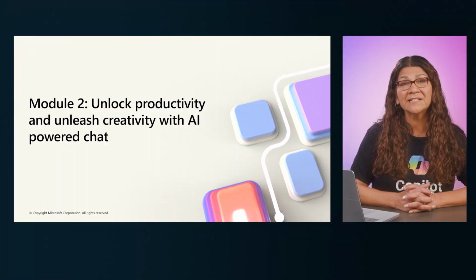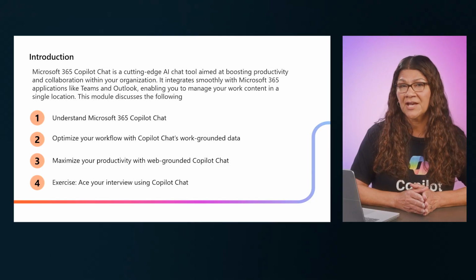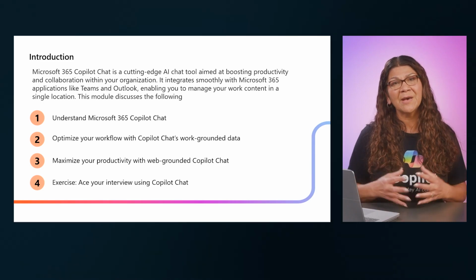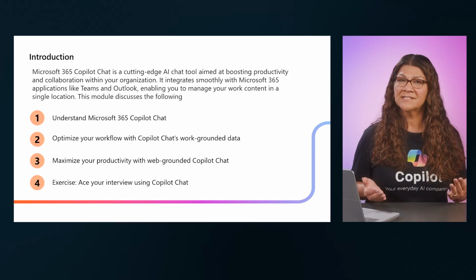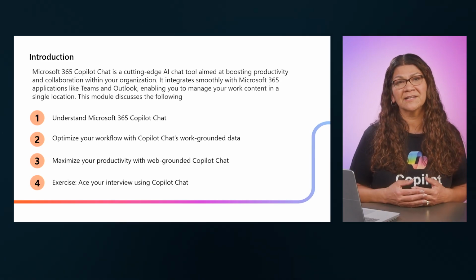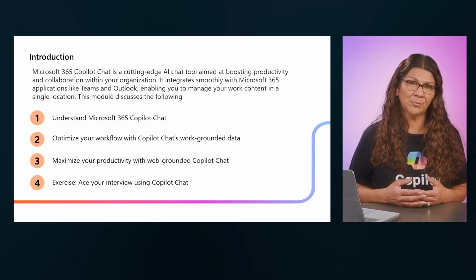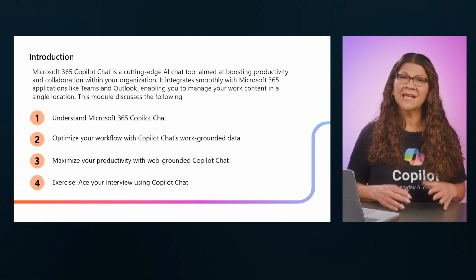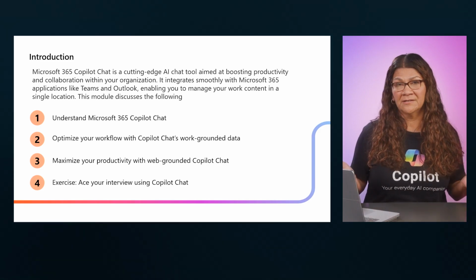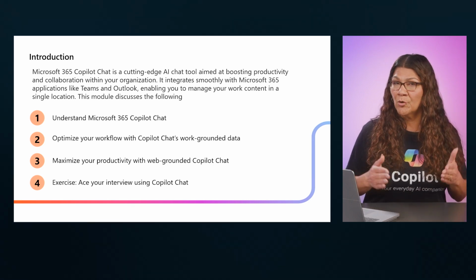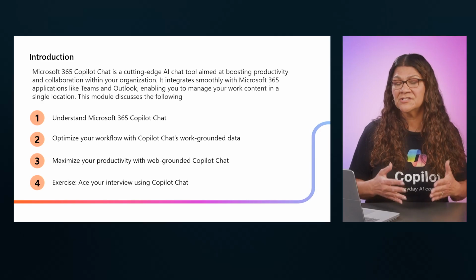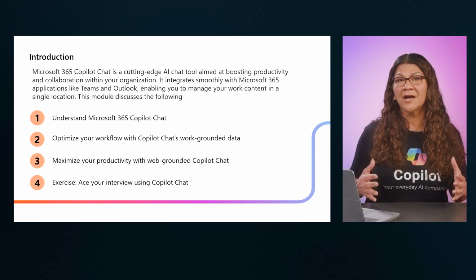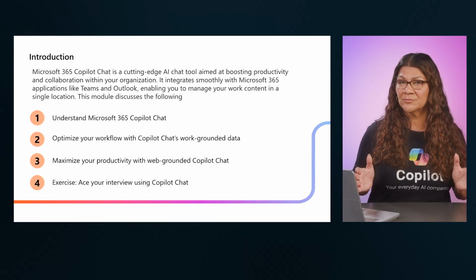In this module, we'll break down how Microsoft 365 Copilot Chat becomes your powerful command center for productivity, bringing together AI-powered reasoning, Microsoft Graph context, and seamless integration across apps like Teams, Outlook, Word, Excel, and PowerPoint. First, you'll learn the foundations of Copilot Chat, what it is, how it works, and why it's different from a traditional chatbot. Then we'll dive deeper into work-grounded and web-grounded intelligence, showing how Copilot blends your Microsoft 365 data with broader knowledge to produce accurate, context-rich answers.